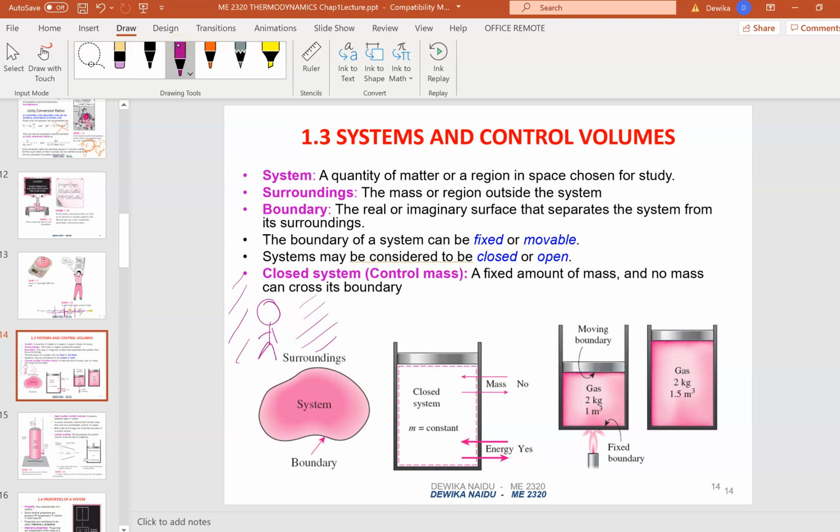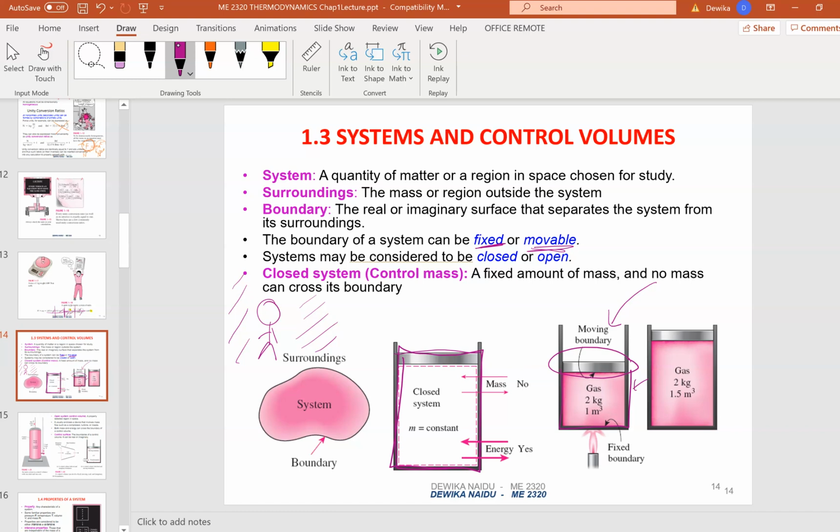Next, boundary. What is the boundary for you? Your boundary is your skin. In boundary, there are two types: one is fixed and one is movable. Fixed boundary and movable boundary. For example, if you have a piston locked in a vessel, in this piston which has a moving boundary, this side is fixed, but this portion is movable. So that is the boundary.